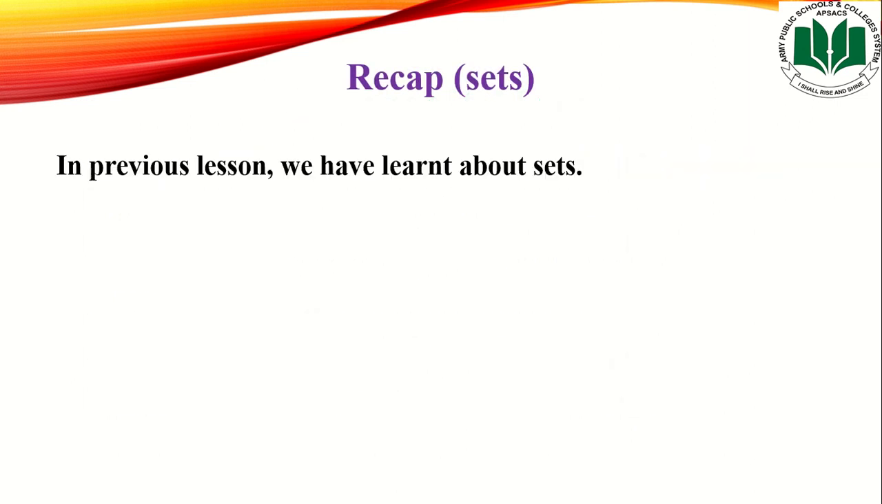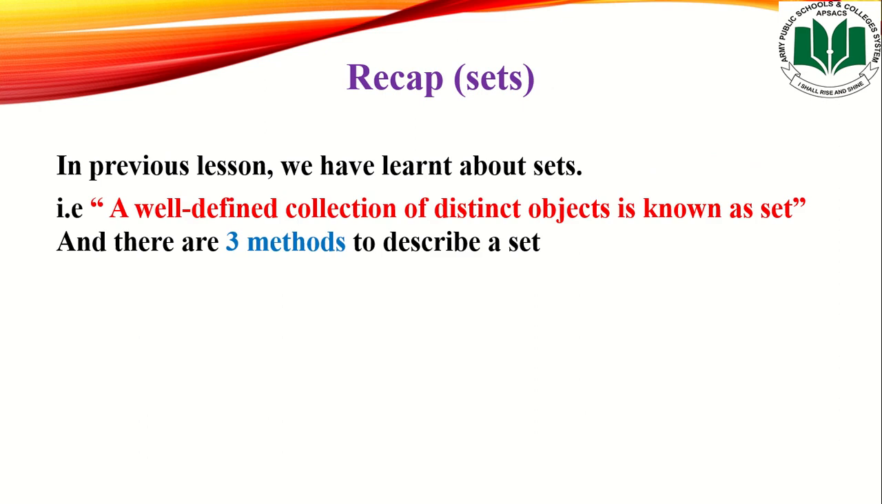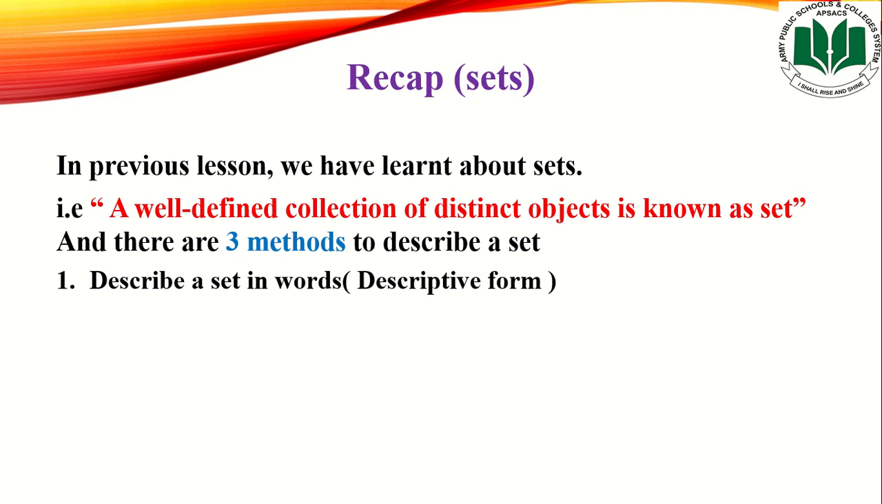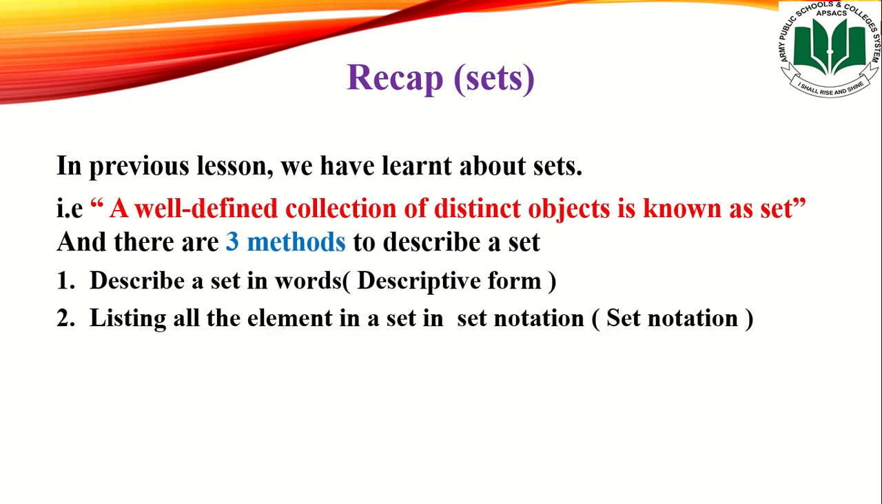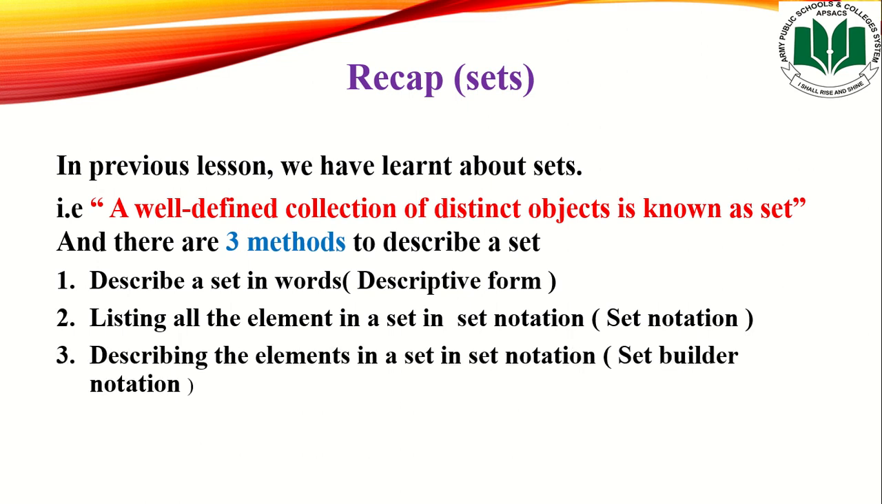Sets. In the previous lesson we have learnt about sets. A well-defined collection of distinct objects is known as a set, and there are three methods to describe a set. Number one, descriptive form or descriptive method, in which we describe a set in words. Number two, listing method or set notation, in which we list all the elements of a set in a set notation. And number three is set builder notation, in which we describe the elements in a set notation.